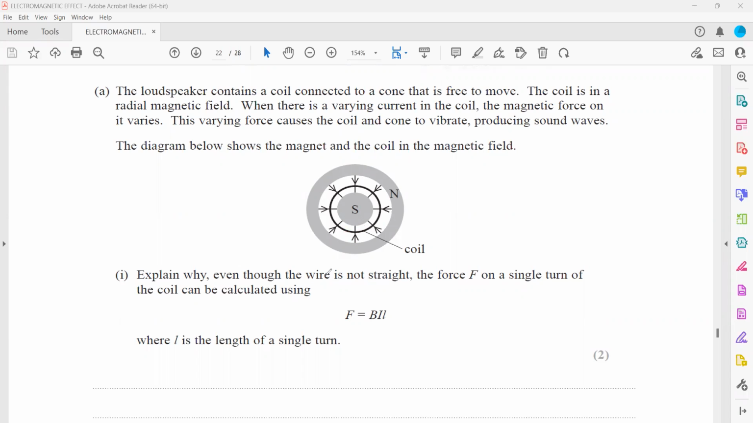Explain why, even though the wire is not straight, the force on the wire of a single turn of a coil can be calculated by using the formula F = BIL. This formula F = BIL is only valid when the wire is perpendicular to the magnetic field. At all points the direction of the magnetic field is changing, directed towards the center, but at every point the direction of the magnetic field is perpendicular to the wire. That's why we can use the formula F = BIL.